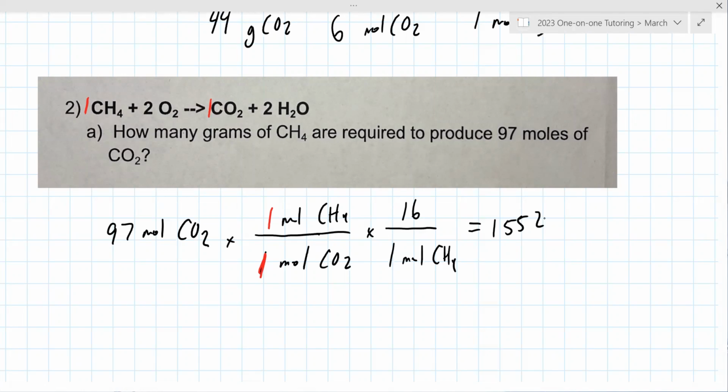Okay. So how many grams of water is produced and 84 grams of CO2 is also produced. How many grams of H2O is produced? 84 grams of CO2 is also.